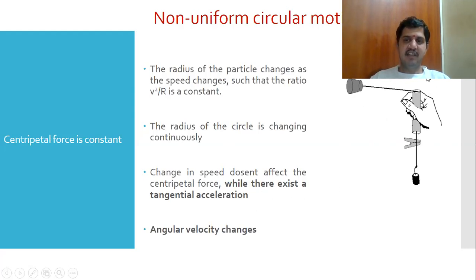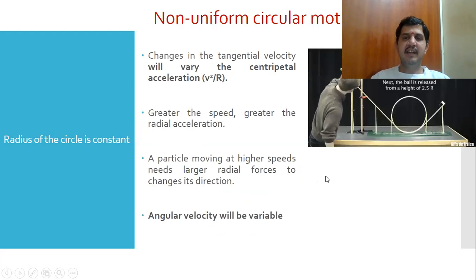As the particle changes its speed over here, it starts describing smaller and smaller circles. Ultimately, it reaches this point. So then there's a tangential acceleration. So angular velocity changes here. Thus, what do you observe in both these two slides? In this slide also you observe that the angular velocity will be a variable.